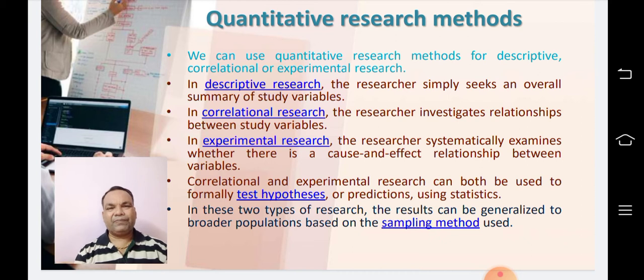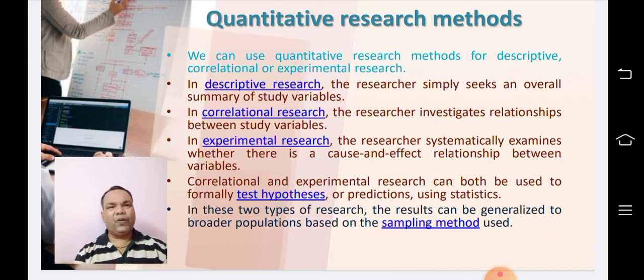So first, let us be clear about the descriptive research, that in descriptive research also quantitative research methods can be used. And in descriptive research, what happens? The researcher seeks an overall summary of study variables, and for it, he goes for quantitative research methods.